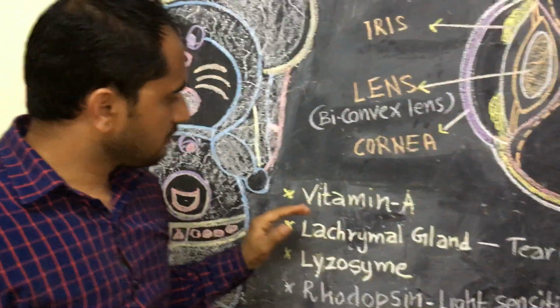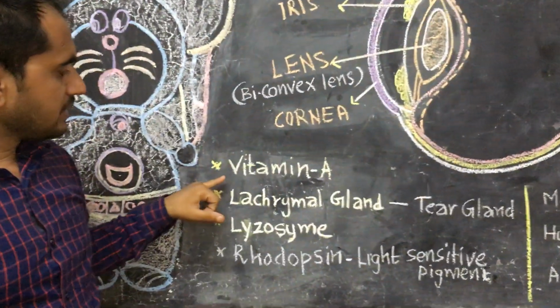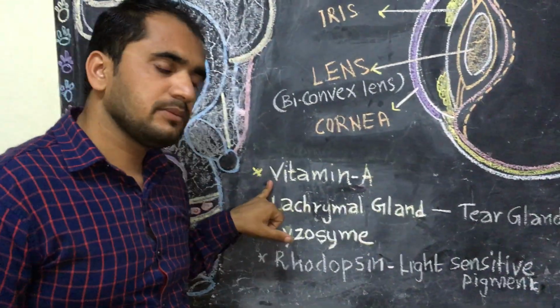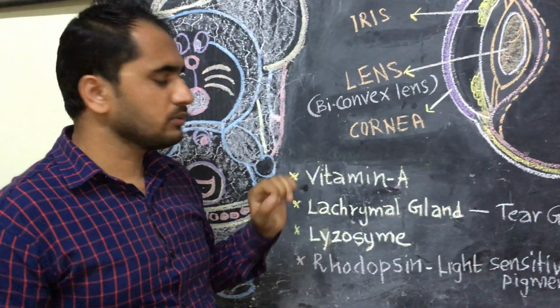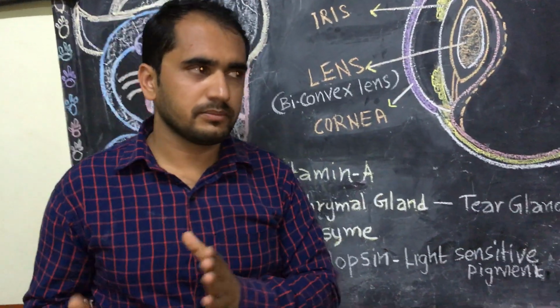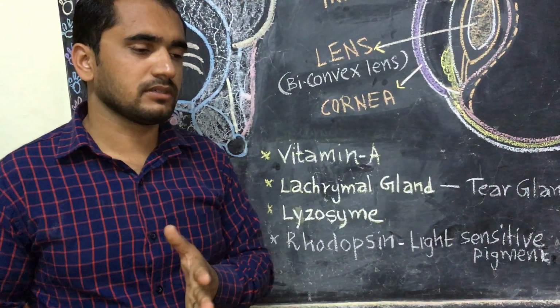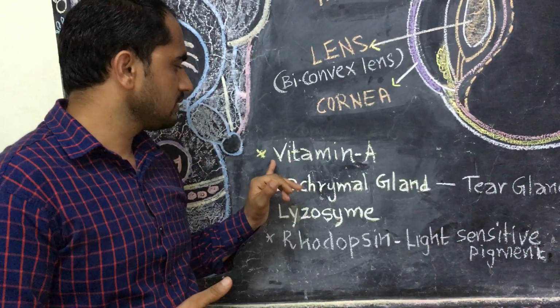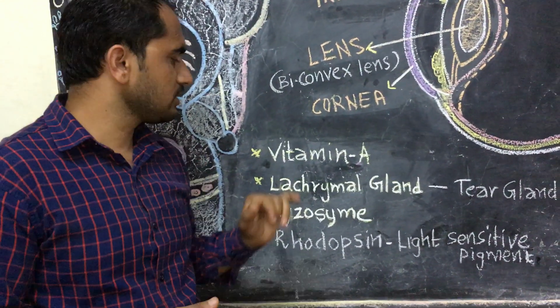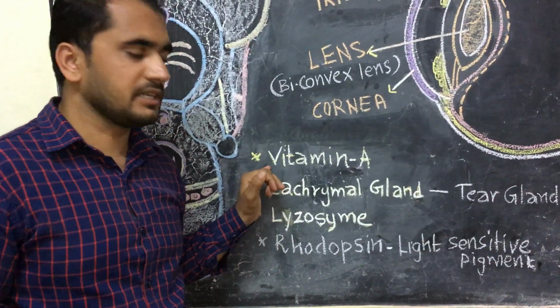Then here some other points are written. Vitamin A. Vitamin A is necessary for a healthy eye, and if you are taking less vitamin A, that causes night blindness. Night blindness is caused due to the deficiency of vitamin A.